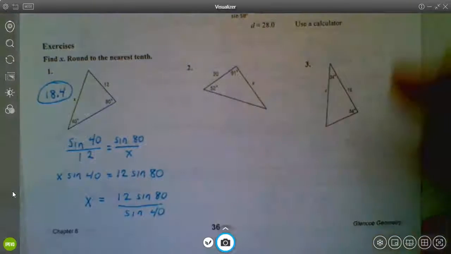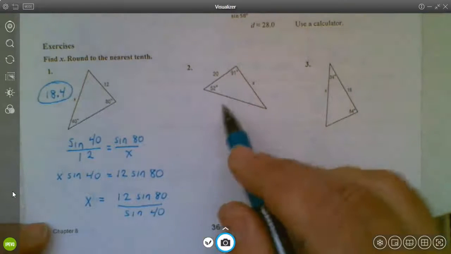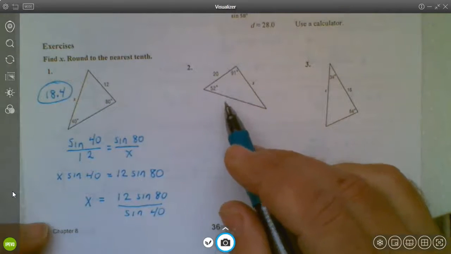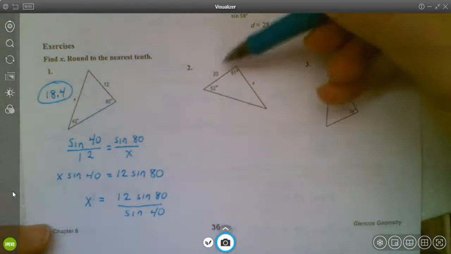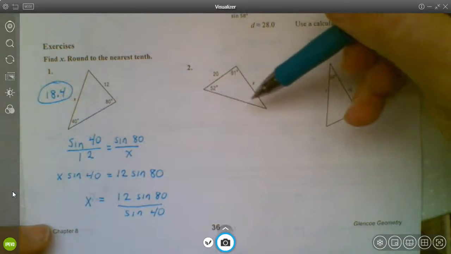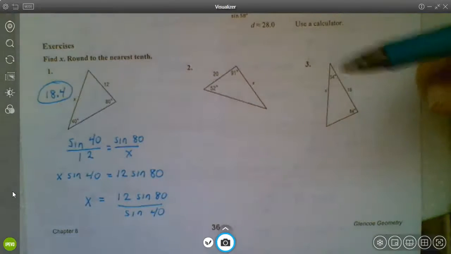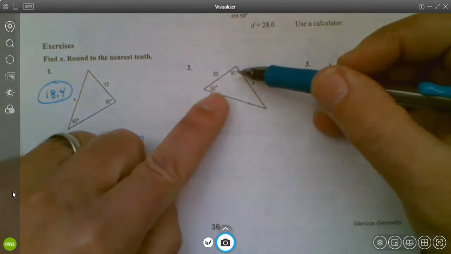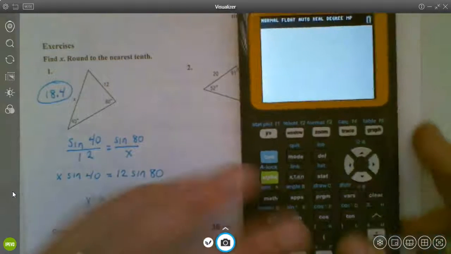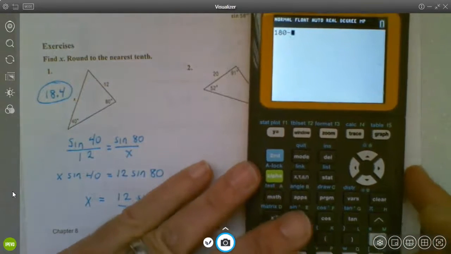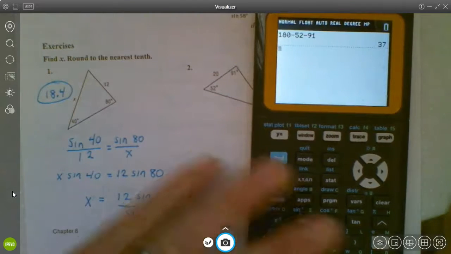All right, let's try this one over here. We're going to practice 2 more of these. So for number 2, again, let's set up the completed ratio. Now, as you look at this one, you'll notice I don't have a completed ratio because the only side that I know is across from an angle that I don't know. So this is where we saw up above. I'm going to have to subtract those numbers from 180 in order to figure out my third angle. So I'm going to do 180 minus 52 minus 91. So 37 is our missing angle.